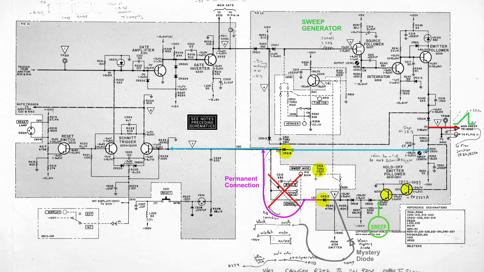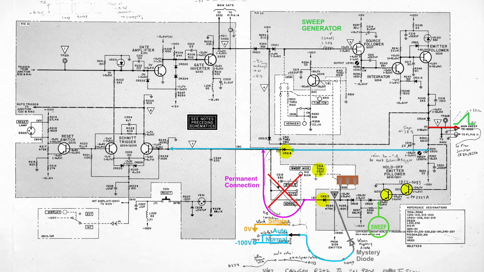However, a mystery diode has been added. In single sweep, the other side of the diode is tied to ground, it becomes forward biased, and it grounds point 8, disabling the hold-off circuit. In all other modes, the diode is reverse biased and becomes essentially invisible to the hold-off circuit. Problem number 1, they chose minus 100 volts for the reverse bias. Why not a kilovolt while they were at it?